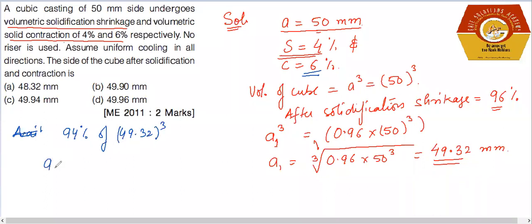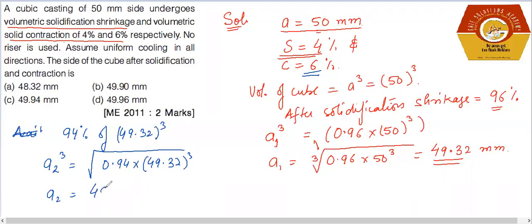So the new side, suppose it is defined as A2 or again as A cube. This available volume is 94%, which is 0.94 into 49.32 whole cube, right? So when you solve for A2, you take the cube root, and the value comes to around 48.32 mm, right? So here in this case, the option is given as 48.32.